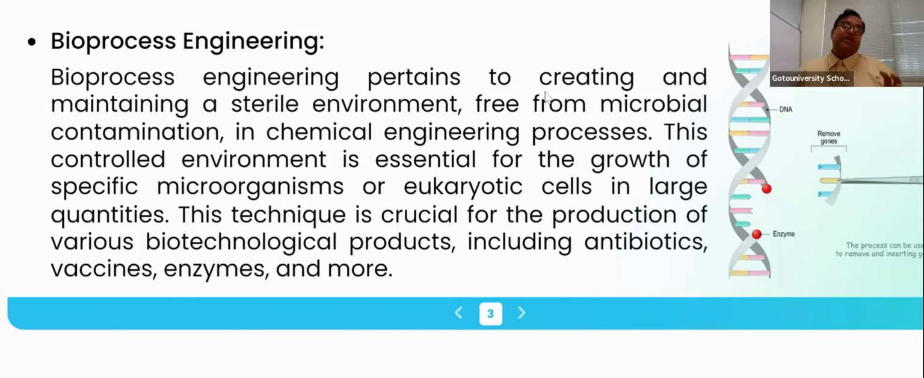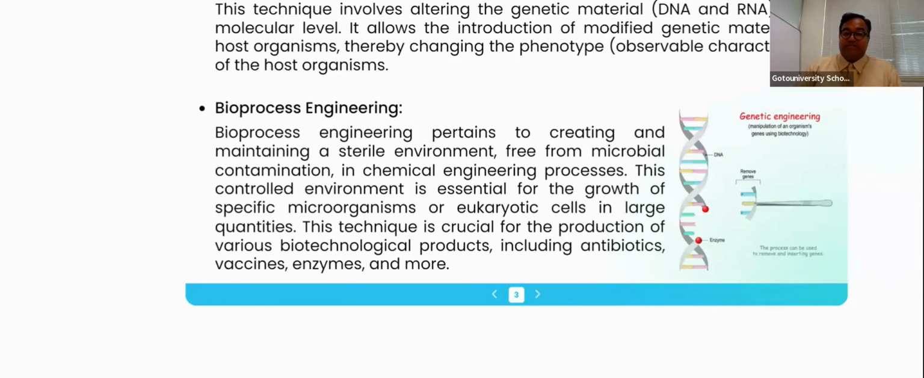For example, I like only microorganism A to grow, but not microorganisms B and C. Accordingly, I am maintaining the sterile condition, in the sense that a specific pH and specific temperature are maintained. And the next important point we need to understand is freedom from microorganism contamination. So bioprocess engineering should be free from microorganism contamination, as in a chemical engineering process. The controlled environment is essential for the growth of a specific organism in a large quantity.